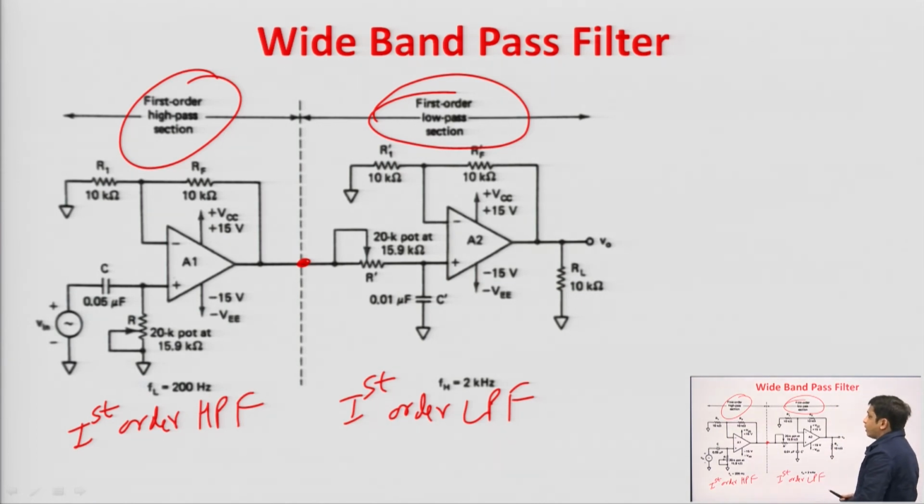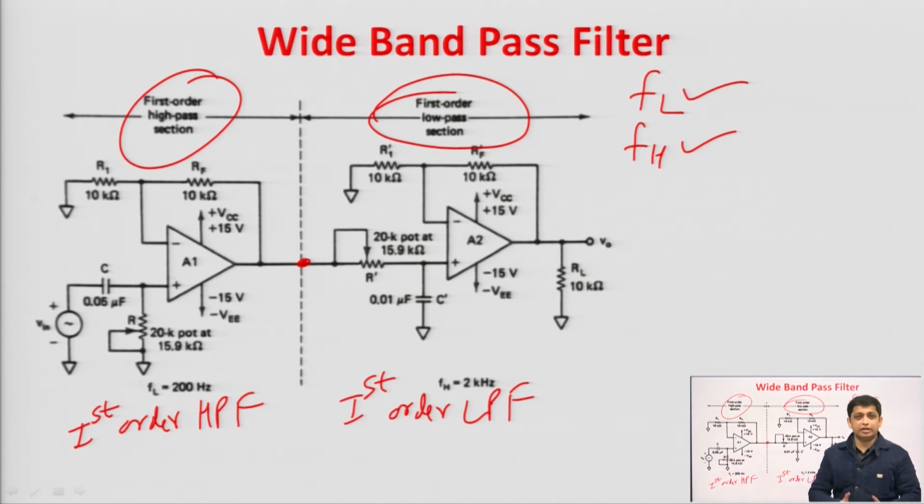So, we can easily design the wide band pass filter here. For that, some value of FL will be given, some value of FH will be given, fine. This FL is the low cutoff frequency of the high pass filter, this FH is the high cutoff frequency of the low pass filter, fine. And we have already seen how we can design a first order high pass filter and first order low pass filter for particular cutoff frequencies. So, the design steps are same. So, we can easily design this wide band pass filter, and we can calculate the transfer function of this circuit also.